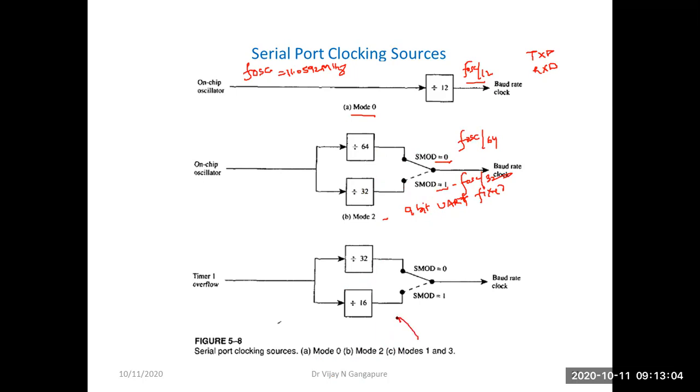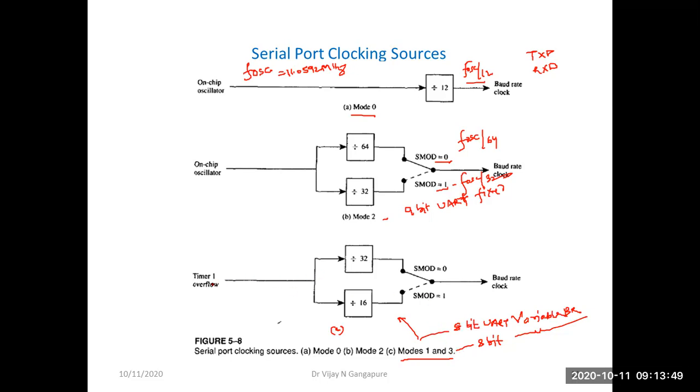Now this is in case of mode 1 and 3. So this is figure C, that is mode 1 and 3. What is mode 1? Mode 1 is 8-bit UART with variable baud rate. And what is mode 3? It is 9-bit UART with variable baud rate. So this block diagram applies to both, that is mode 1 and mode 3, that is variable baud rate.